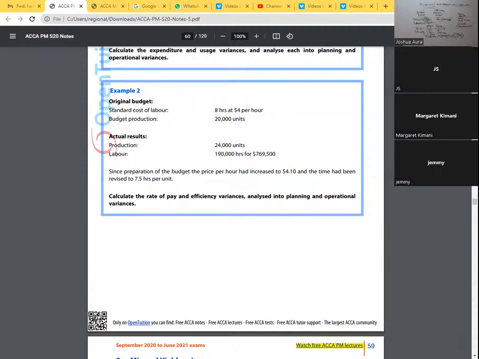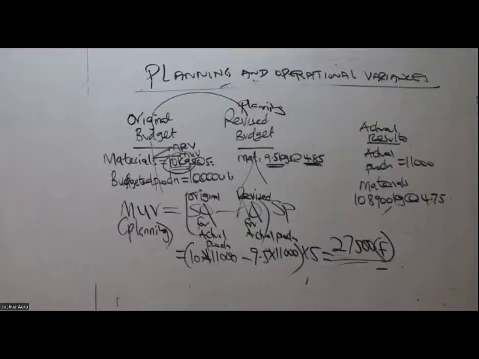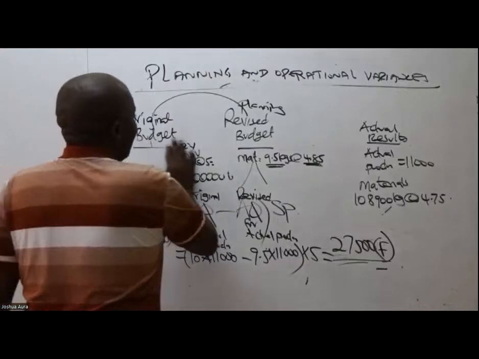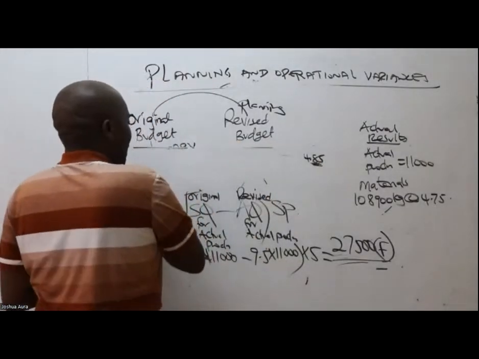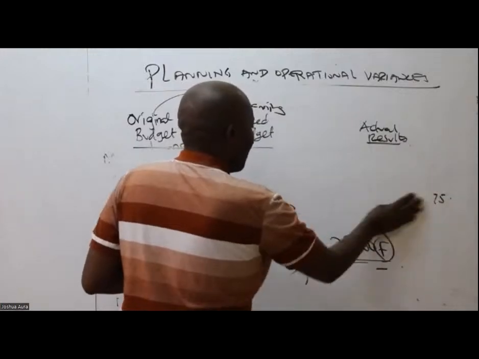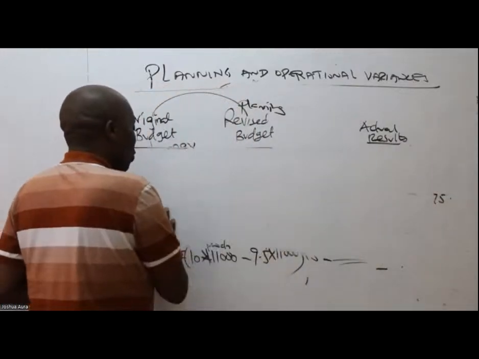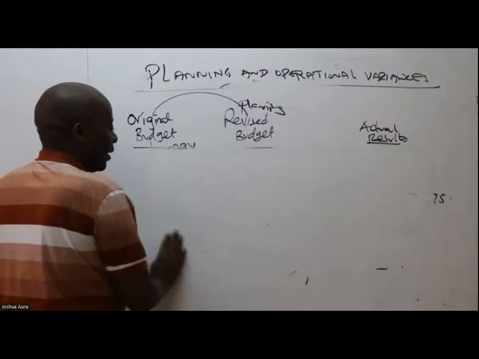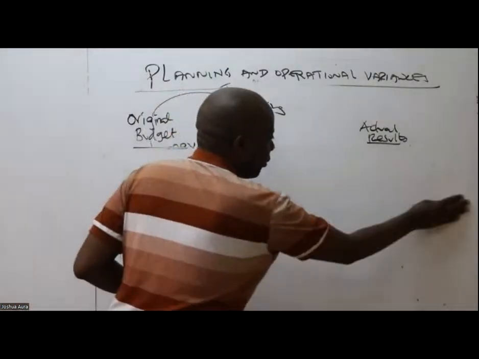Let's see what they have. No, they haven't done. So the first thing that I'll do in this kind of a question, ladies and gentlemen, is to tabulate my data. I must come here and tabulate the data because I'm seeing that there are revisions. It must be the planning and operational variances that they would want me to compute.